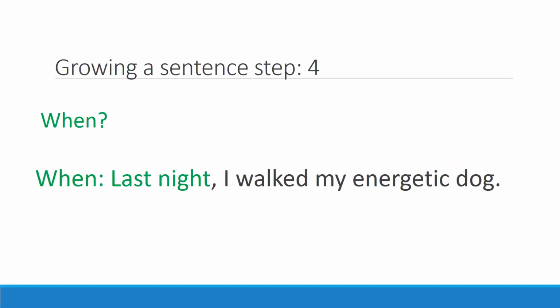Okay, step 4 of growing a sentence. When? So when did this happen? Yeah, it could have been yesterday, this morning, last night, this afternoon, today. I chose last night. So with my sentence, I wrote last night, I walked my energetic dog. So again, I've added more detail. So now my reader knows. They don't have to guess. They know when I did this. I did it last night.